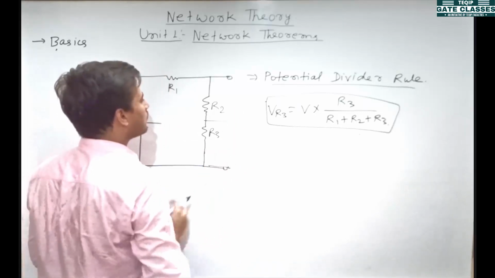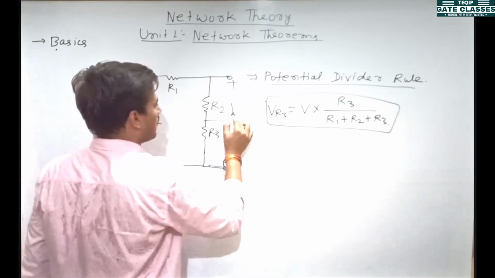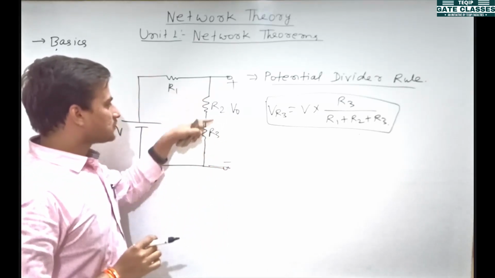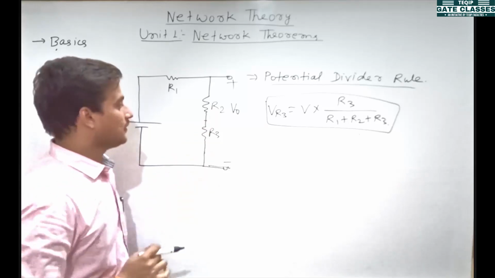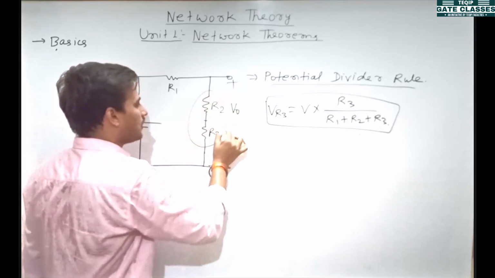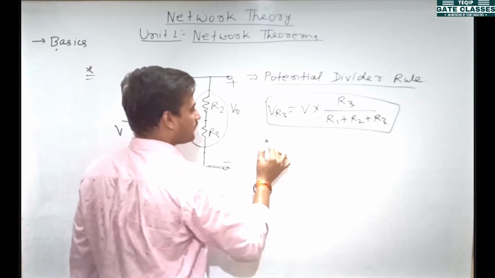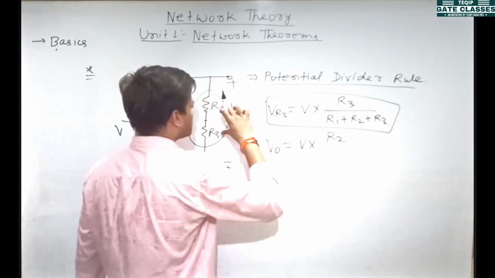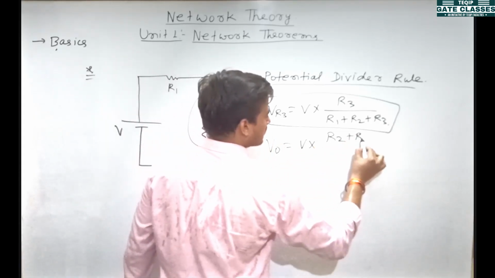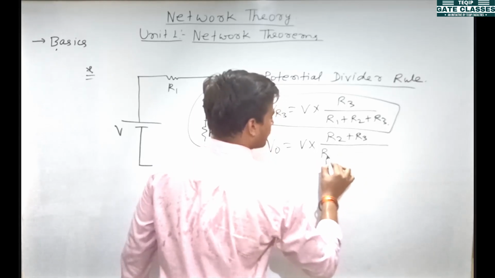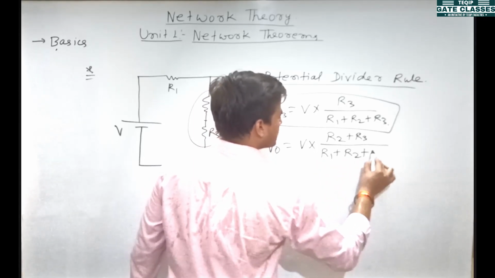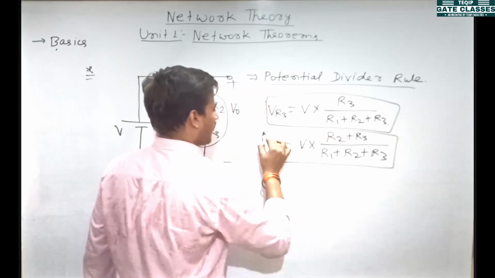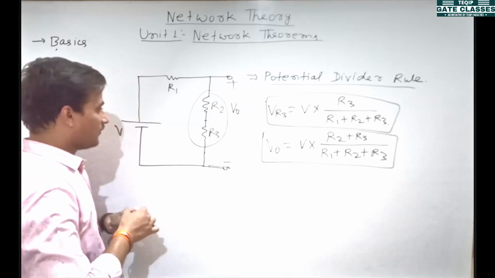Now somebody says this is the voltage V0, and you have to write the expression for V0. That means the voltage across both resistors R2 and R3. So here you see the total resistance will be R2 plus R3. So you write V naught is equal to V into the total resistance across this terminal, that is R2 plus R3, divided by R1 plus R2 plus R3. So this will be the value of V naught. Clear?